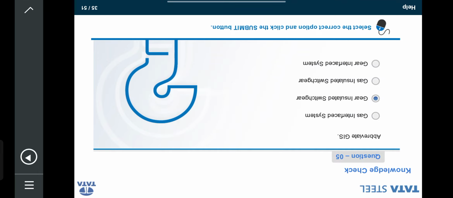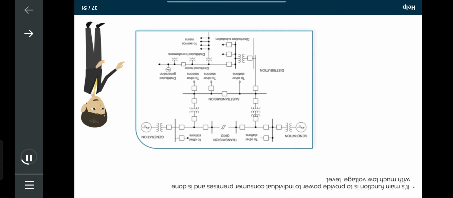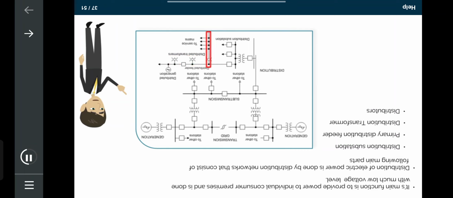The main function of an electrical power distribution system is to provide power to individual consumer premises. Distribution of electrical power to different consumers is done at much lower voltage level. Distribution of electrical power is done by distribution networks. Distribution networks consist of the following main parts: distribution substation, primary distribution feeder, distribution transformer, distributors, service mains.